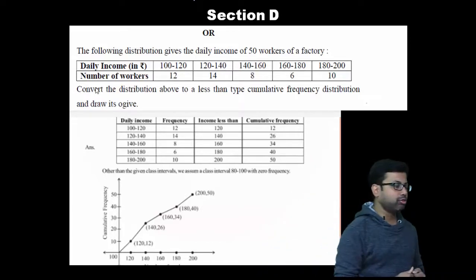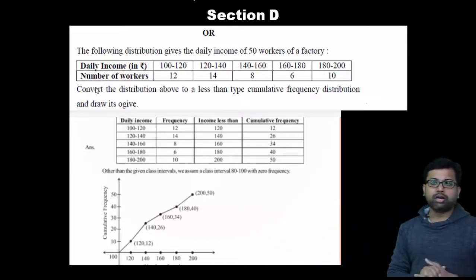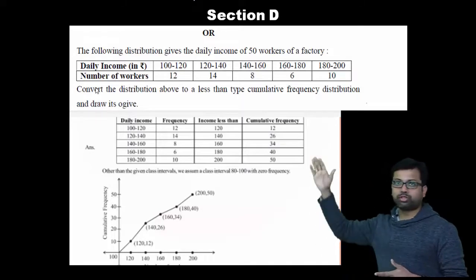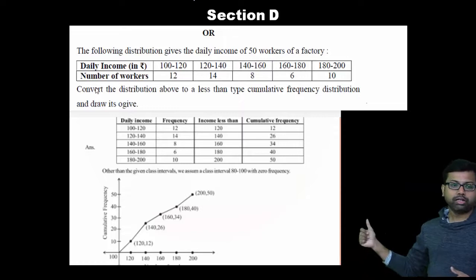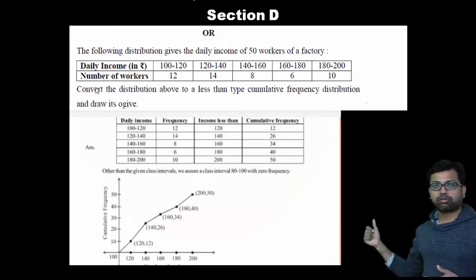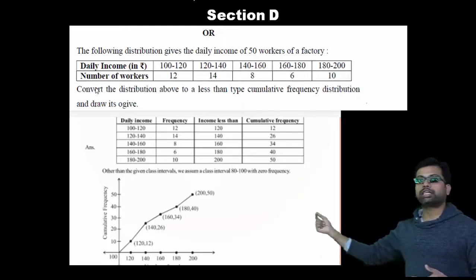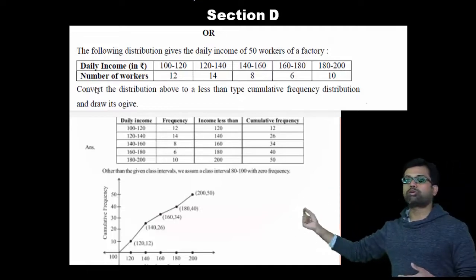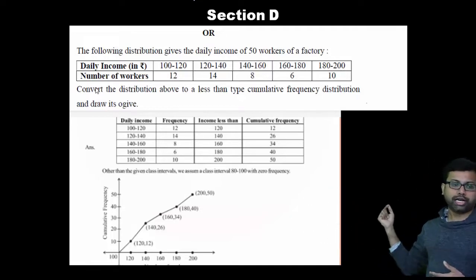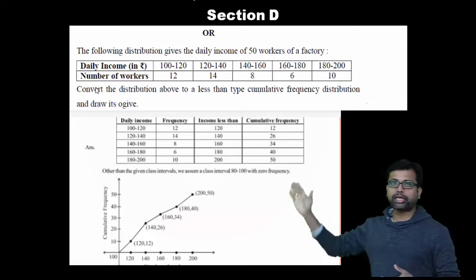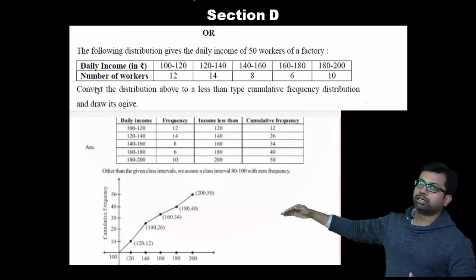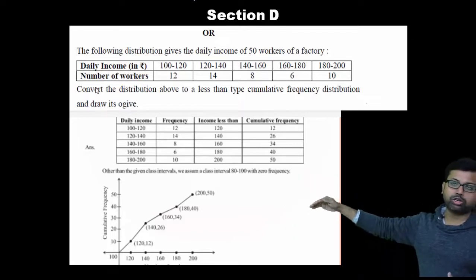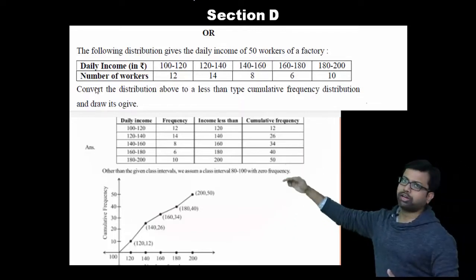For drawing the less than ogive, you need to plot the coordinate axes. Here you have the two coordinate axes, x and y. The x-axis is going to have the income values, because that's the variable. So you have to put the less than values: 120, 140, 160, 180 and 200. On the y-axis, you plot the frequency. The frequency lies between 10 to 50, so you have to plot the values accordingly.